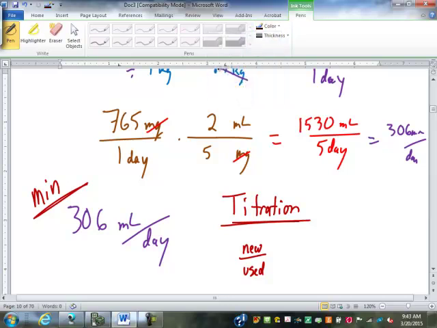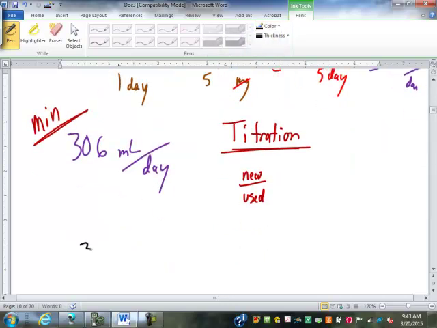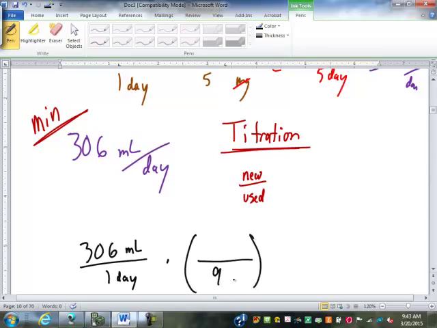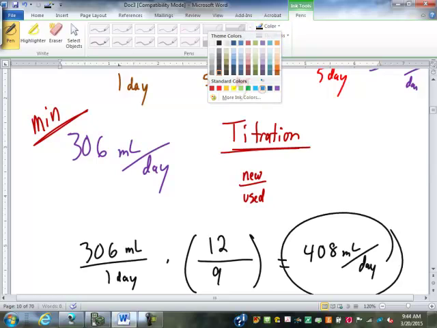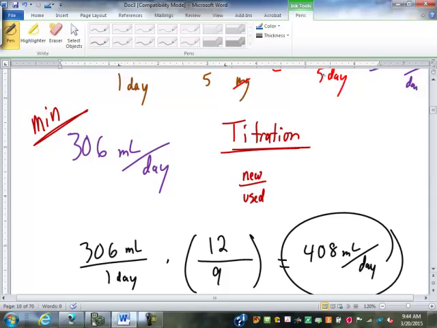So what that means is, to change this from the minimum to the maximum, this is 306 milliliters per day. We're going to multiply by, we used the 9 before, we want to convert it to the 12. So all this is saying is we're going to take the 306 milliliters per day times 12 and divide it by 9, pretty much. Which is going to give us, what, 408 milliliters per day? What do you think? Not so bad? Yeah, it's a lot easier to do the titration than it is to redo the whole calculation.